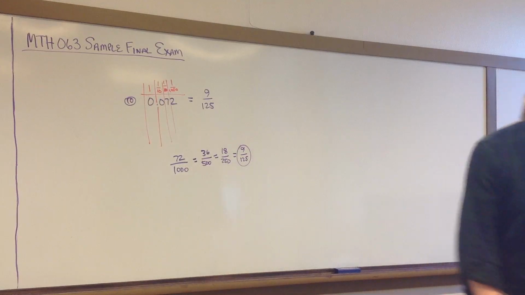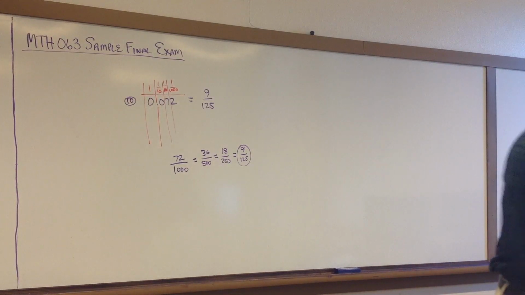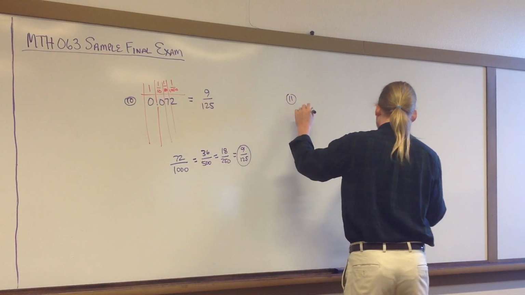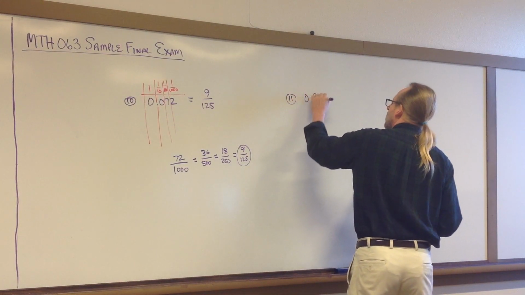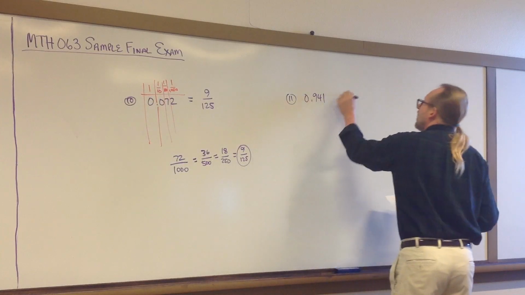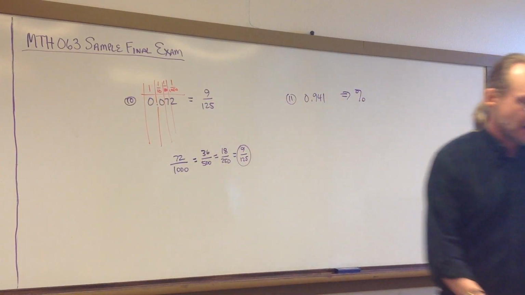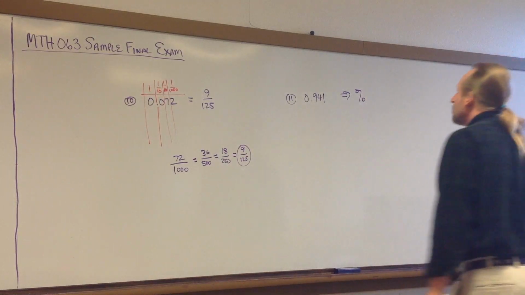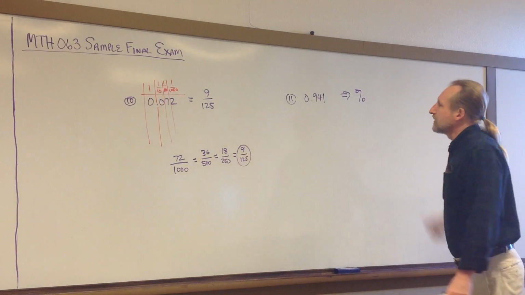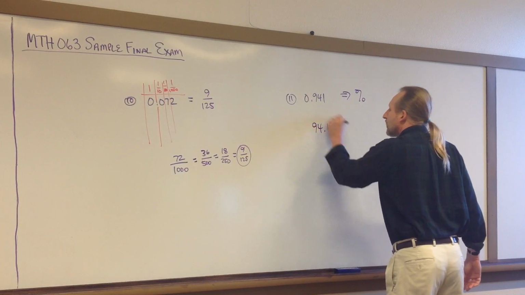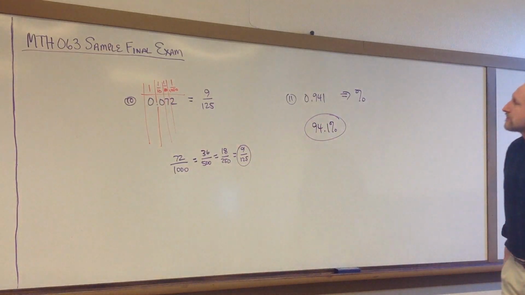Okay, let's see here. Problem 11. Express 0.941. We want to convert this to a percent. Okay? So, that means we need to move the decimal point 2 places to the right. This will be 94.1%. Okay?